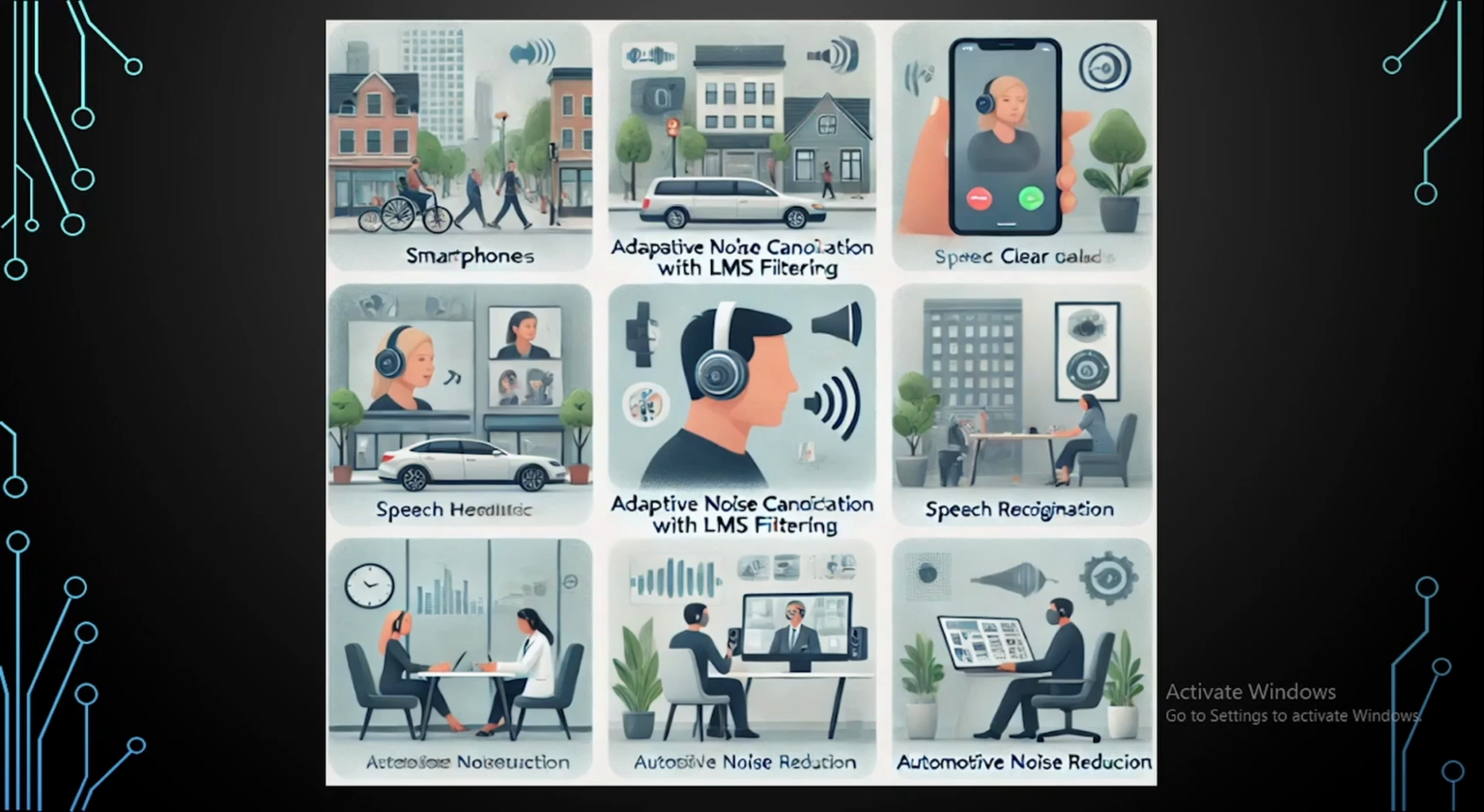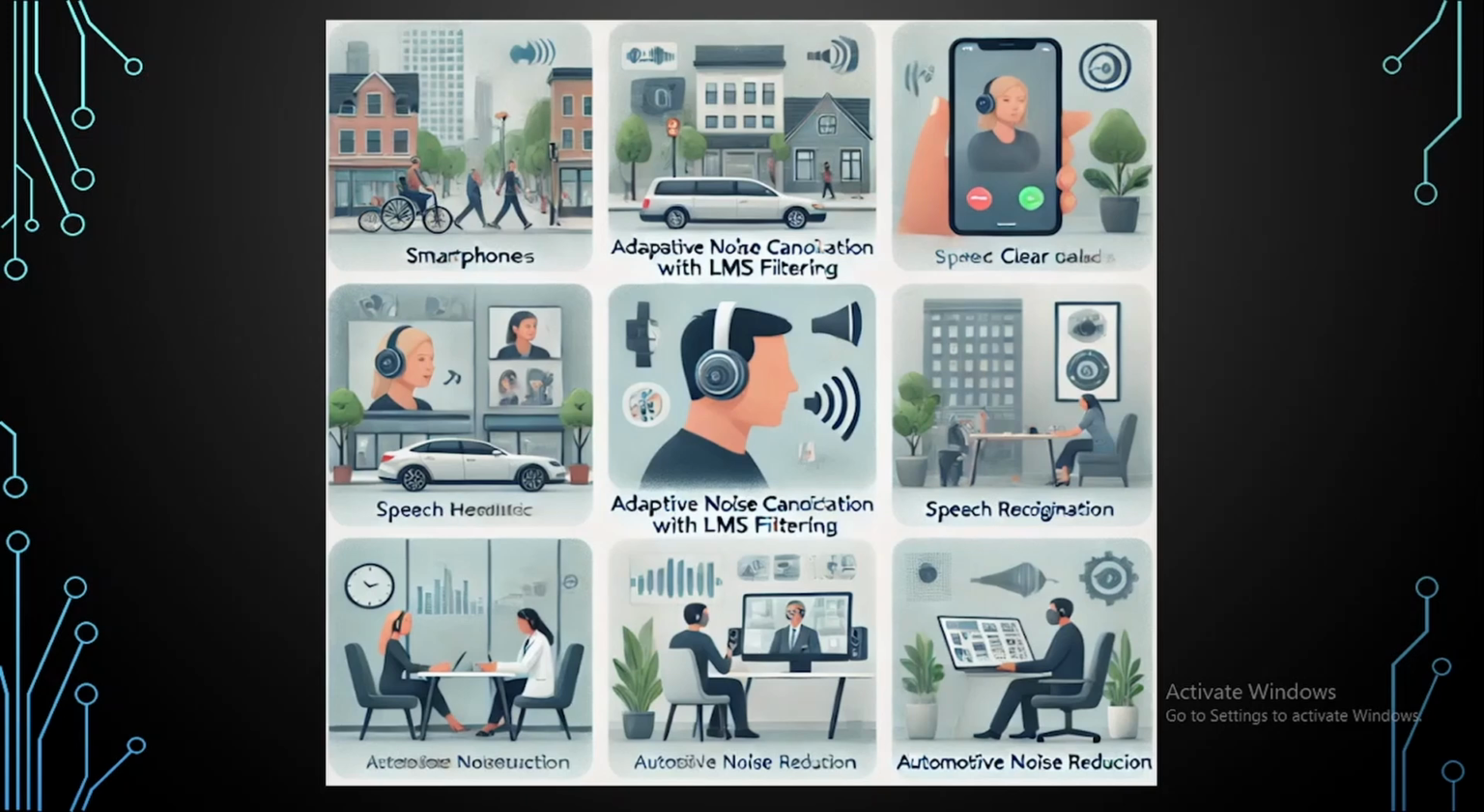Let's see real-world applications of noise cancellation. Adaptive noise cancellation has many impactful applications in daily life and various industries. Here are some key examples. Smartphones: it enhances call clarity by reducing background noise, allowing clear communication even in noisy environments. Second is noise cancelling headphones. They are widely used for creating a peaceful listening experience by actively cancelling out ambient sound, ideal for travel or busy workplaces.